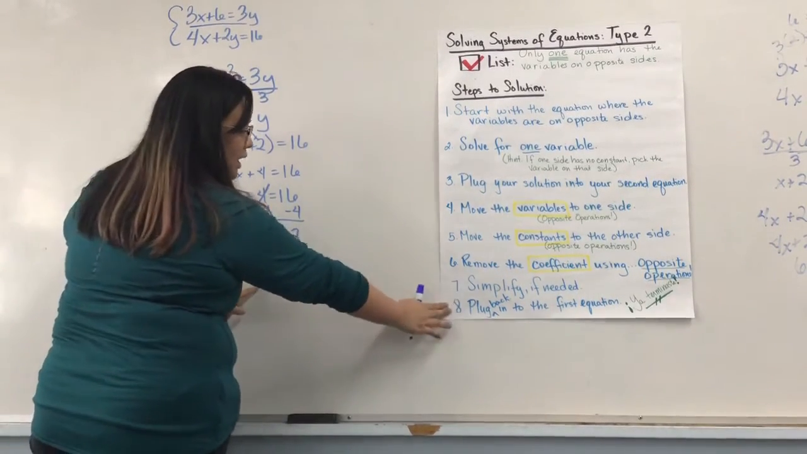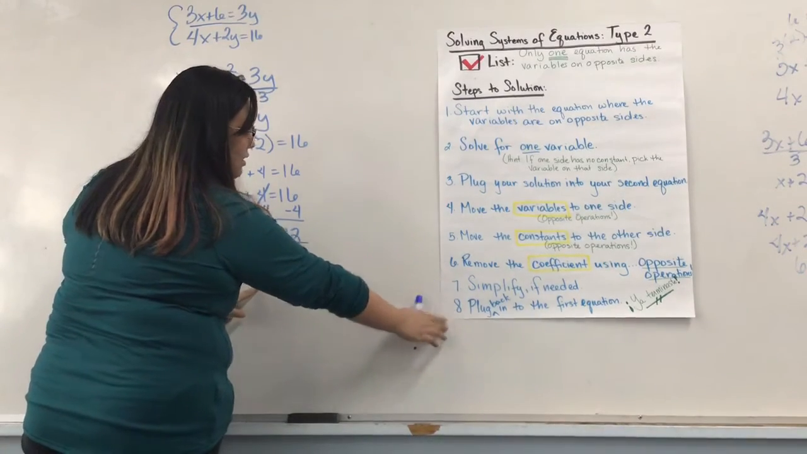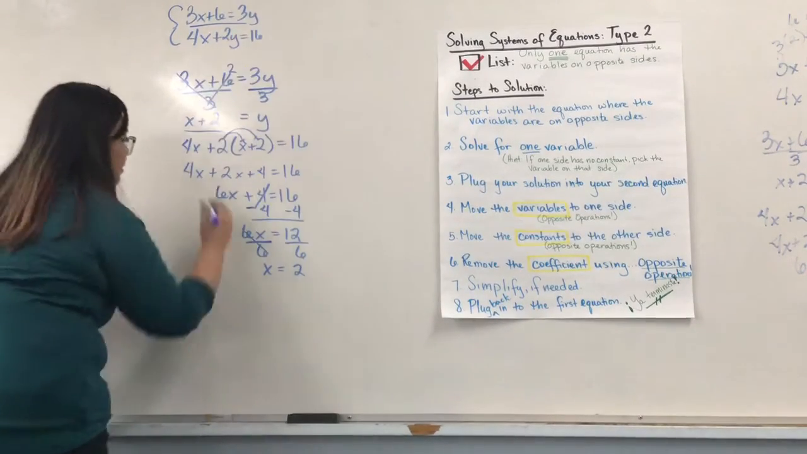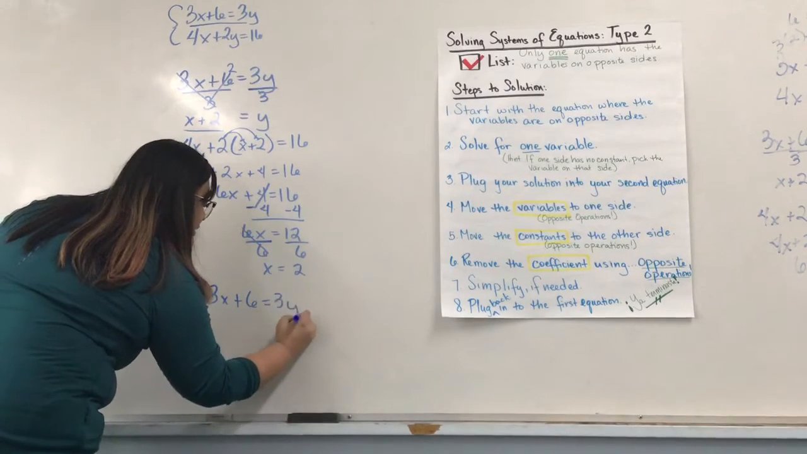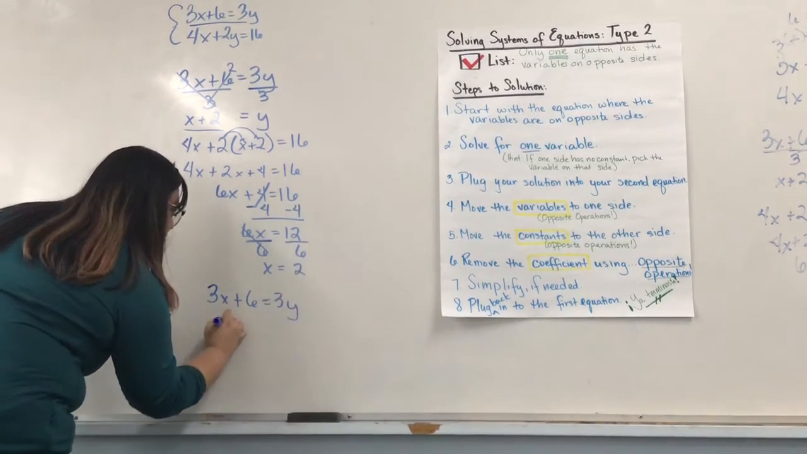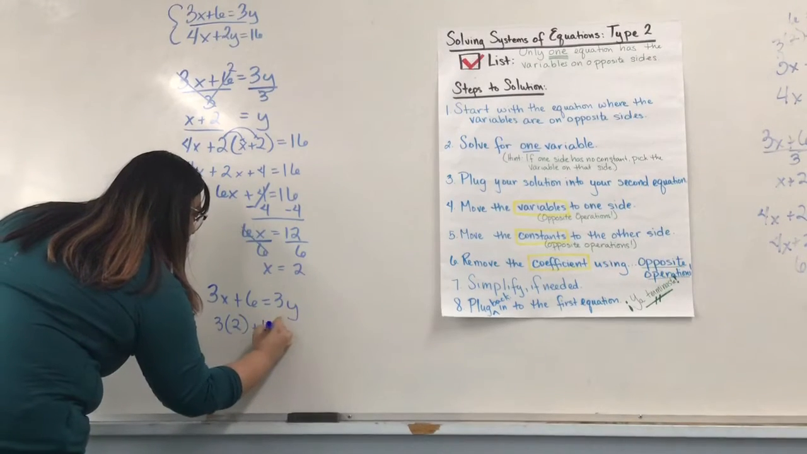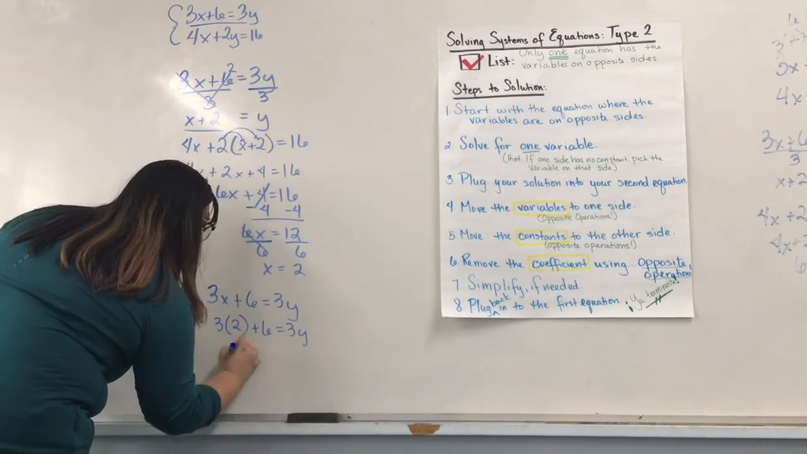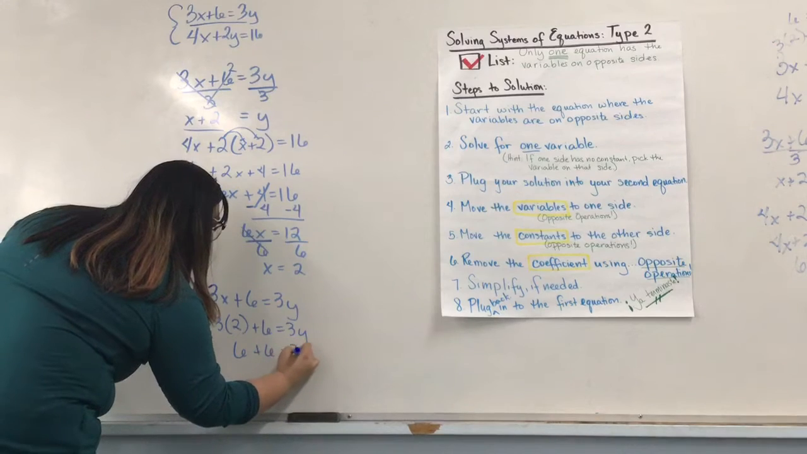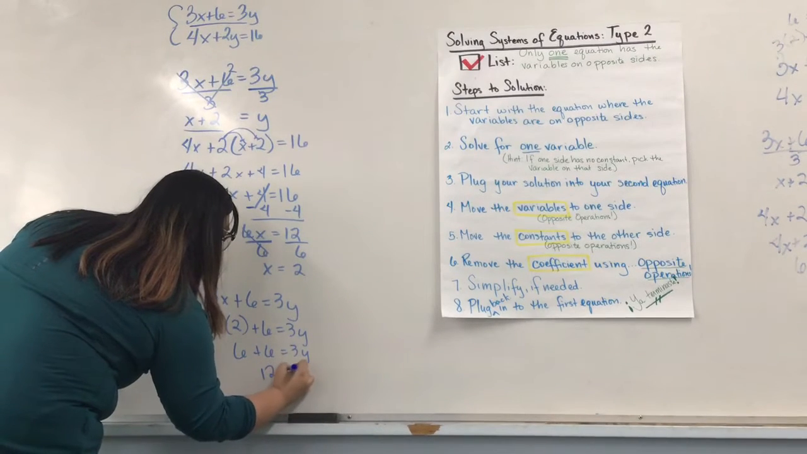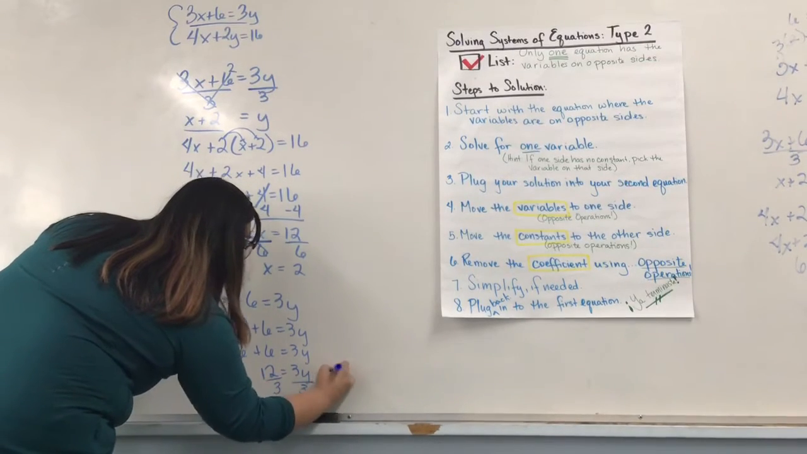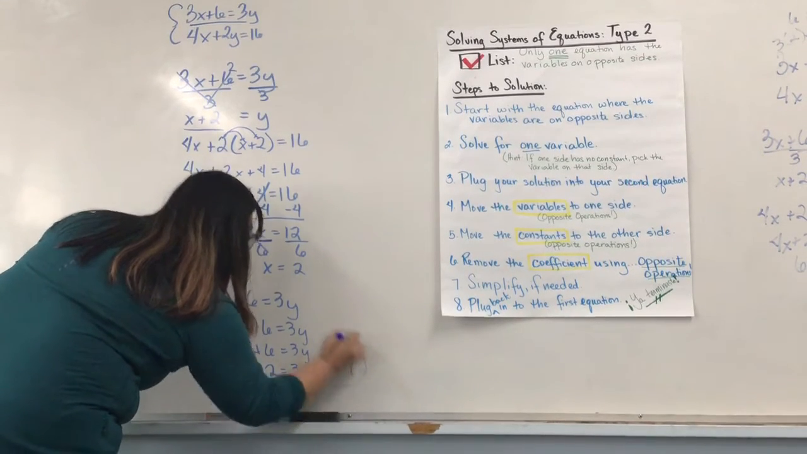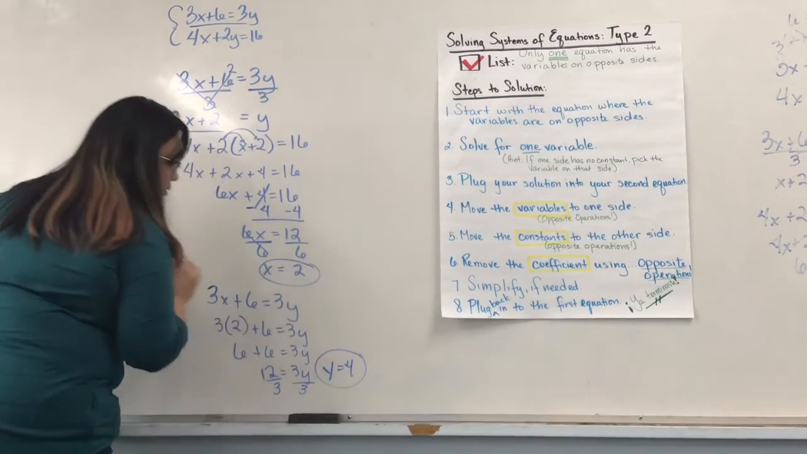The last step is to plug my solution back into the first equation. So if my first equation is 3x plus 6 equals 3y, I'm going to plug in 2 for x. So 3 times 2 plus 6 equals 3y. I've got 6 plus 6 equals 3y. 12 equals 3y. Divide both sides by 3. y equals 4. So your solution to the equations is x equals 2 and y equals 4.